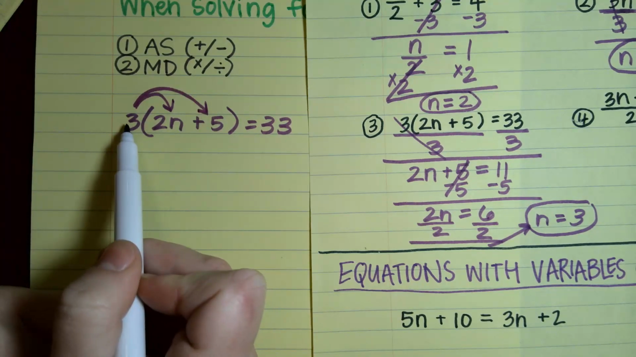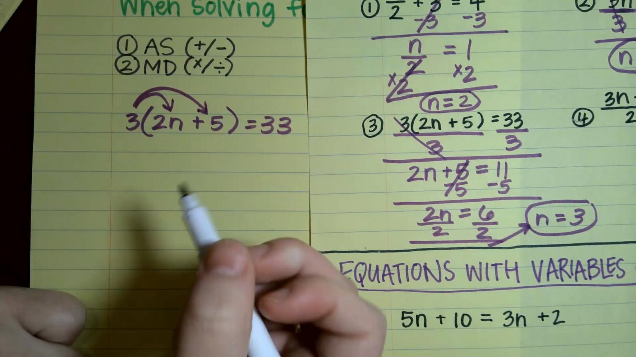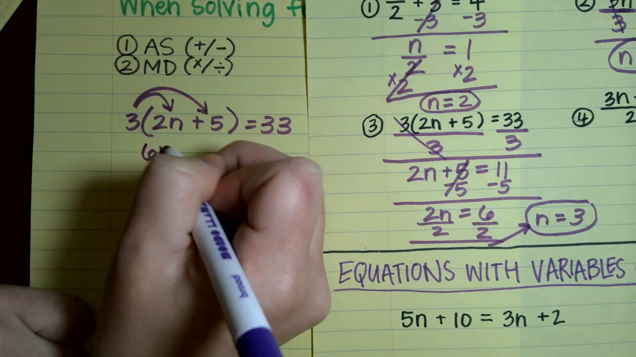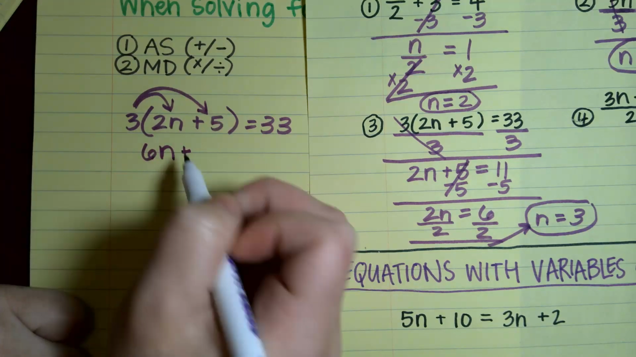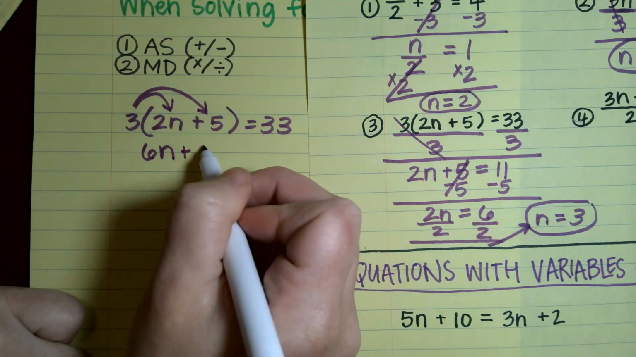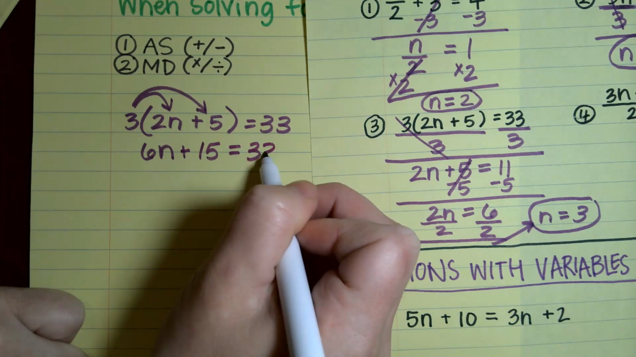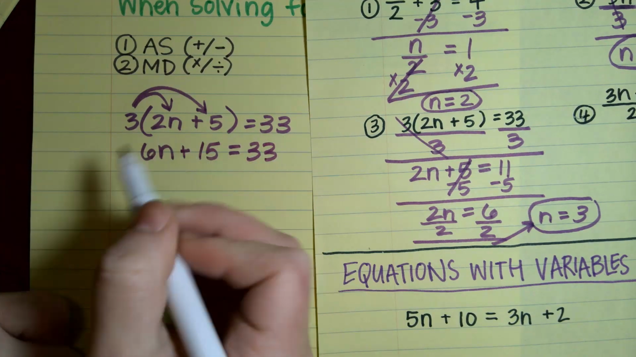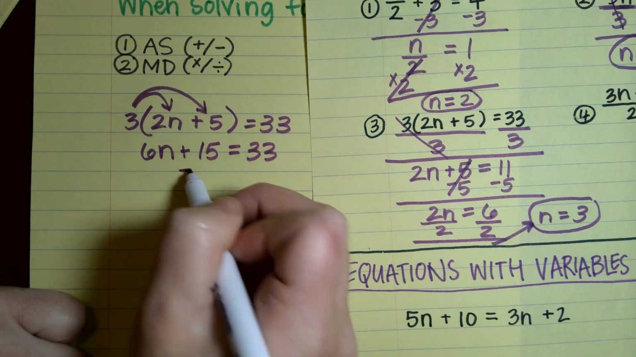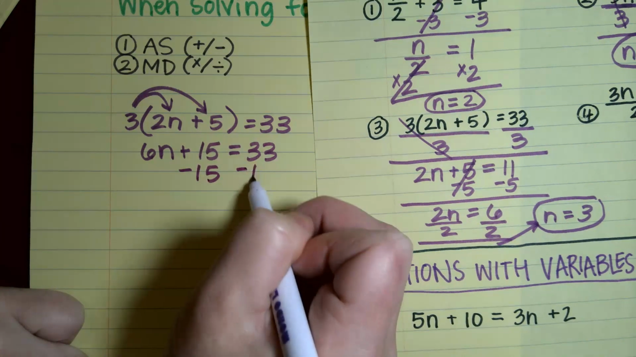So what is 3 times 2n? 6n plus, what is 3 times 5? 15. So I would have that. I'd bring down my equals 33. Now what? Yep, minus 15 on both sides.